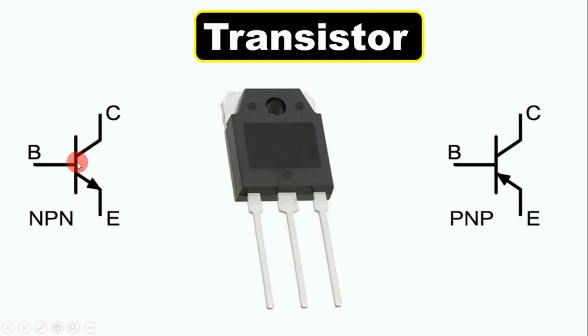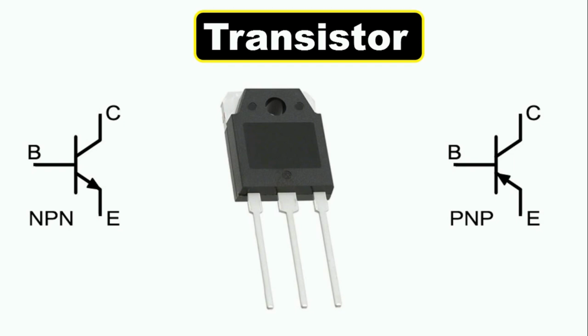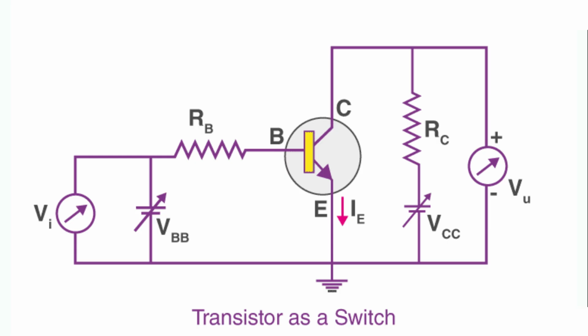From this line, if the direction of the arrow is outwards, then this will be our NPN transistor. And if this arrow is inwards, then this will be our PNP transistor. We use a transistor in a circuit where we have to convert a low signal into a high signal. That is, if the frequency of any signal is very low and you want to increase the frequency, then there you can use a transistor. Besides, we also use this transistor in a circuit where we have to turn a circuit on and off again and again.